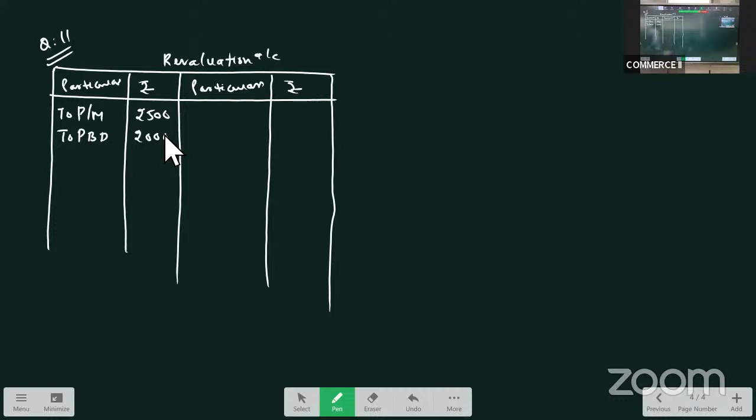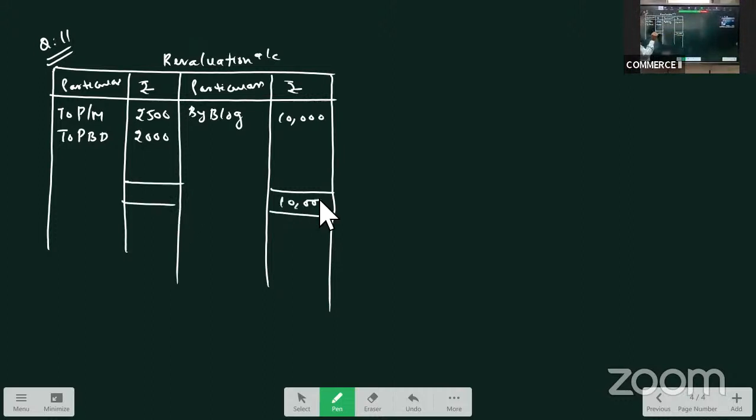Then building is valued at 40,000. Building appearing in the books is 30,000. Now it is valued at 40,000. So there is appreciation of 10,000. So I'll take it on the credit side. Appreciation is a gain. I'll take it on the credit side. Right? Anything else? No. So let us close this.